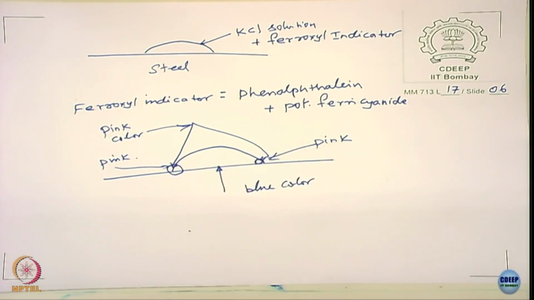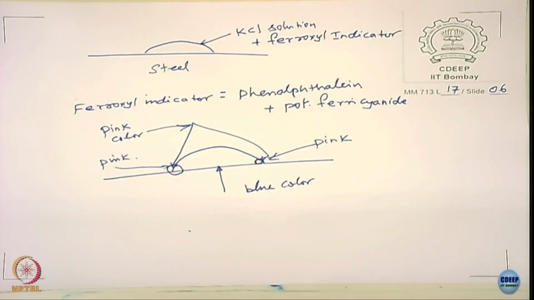Anybody with a chemistry background, you will understand this. When you have phenolphthalein and you have a pink color, what does it really mean? When do you get pink color in a solution containing phenolphthalein? Anyone? Yeah? Is it acidic? Is it alkaline? So, it is alkaline. So, when you have alkaline condition only you get phenolphthalein giving rise to pink color.